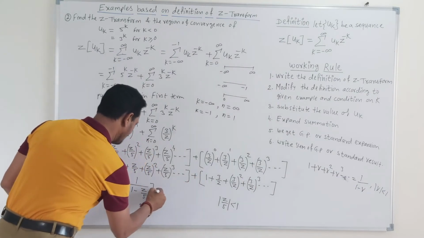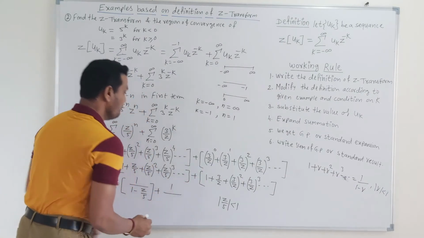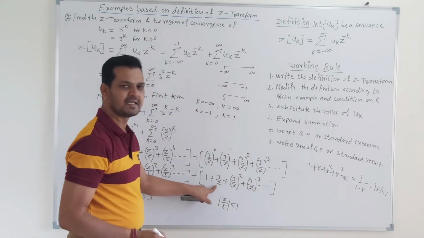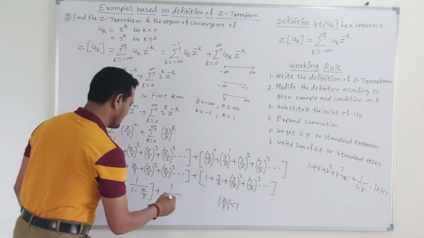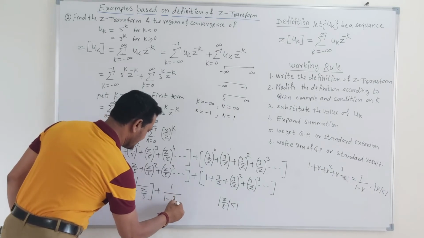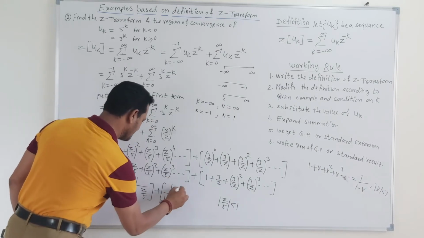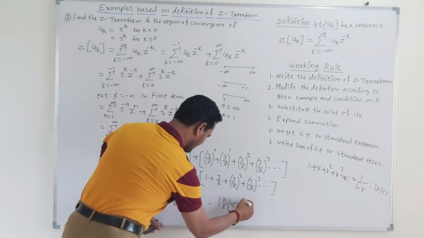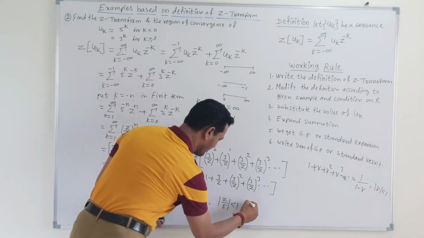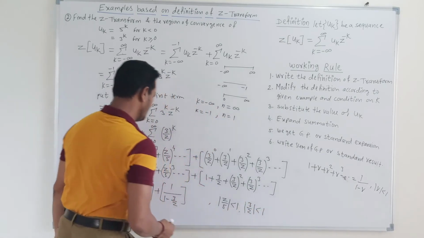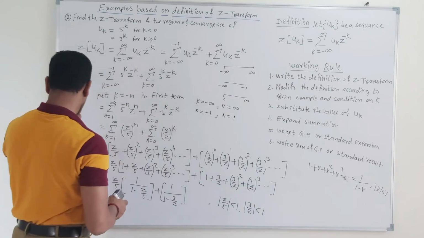Now friends, the next term is plus 1 upon. If we compare this term with the geometric progression, then the value of r is 3 by z. So we can write this as 1 upon 1 minus 3 upon z. This is the sum of the second bracket, where mod of r, that means mod of 3 upon z, is less than 1. In this way we get the required geometric progression.